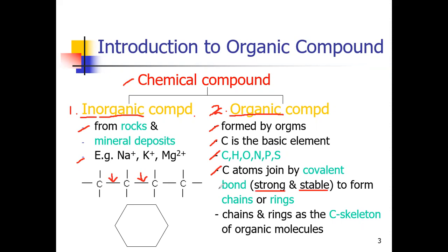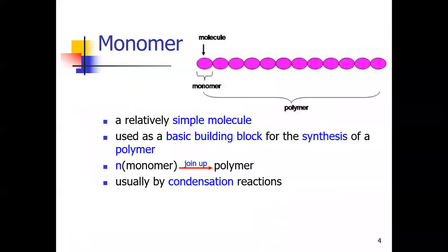So the carbon atoms are joined by covalent bonds into either chain form or ring form. This one is a chain form and this one is a ring form. Now, the chains and the rings both are the carbon skeleton of organic molecules. So the backbone of an organic molecule is either in chain form or in ring form.